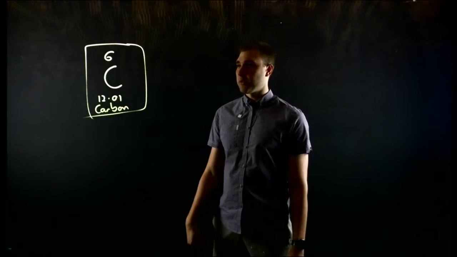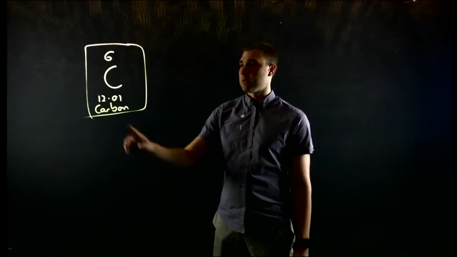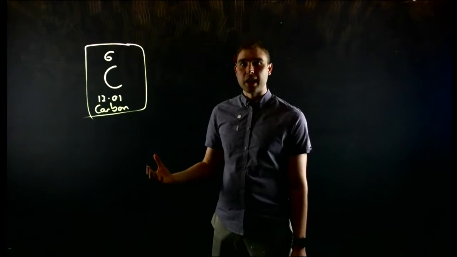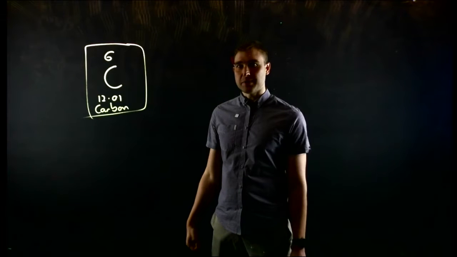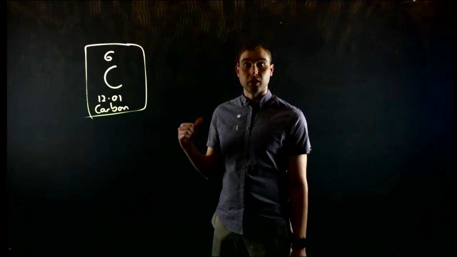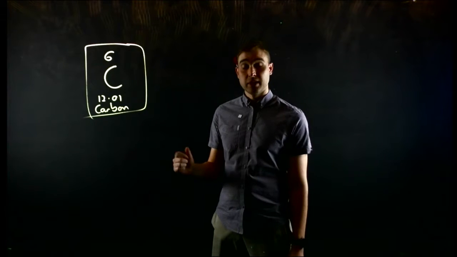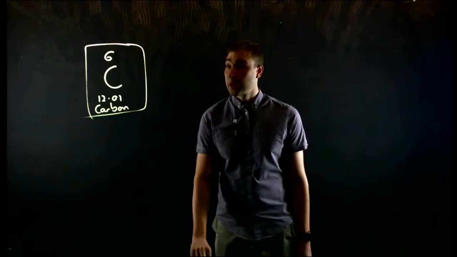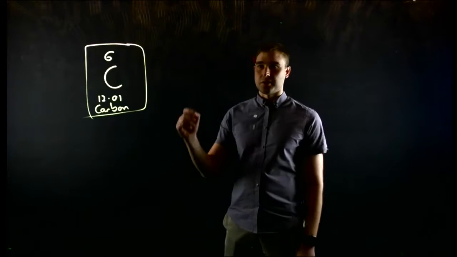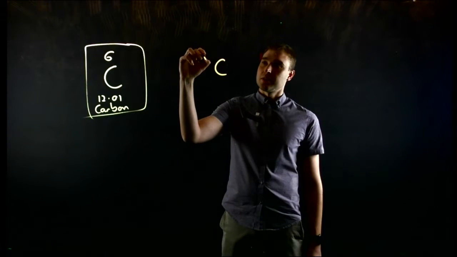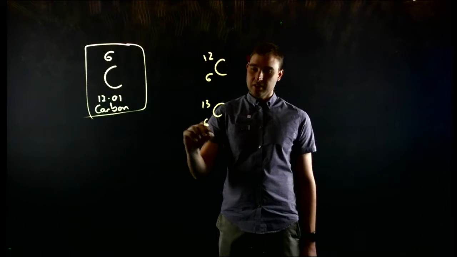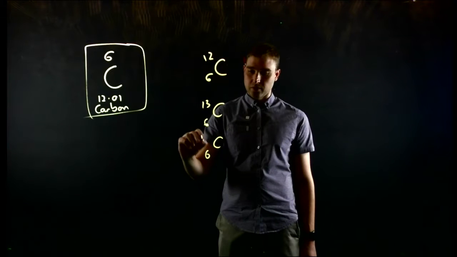So on the periodic table, you might have noticed, if you look at something like carbon, the mass number is 12.01. It's not a round number. The reason for that is because of the existence of several isotopes. Now, an isotope has the same number of protons as the regular atom, but a different number of neutrons. If we look at carbon, there are 3 main isotopes of carbon. There's carbon 12, carbon 13, and carbon 14.